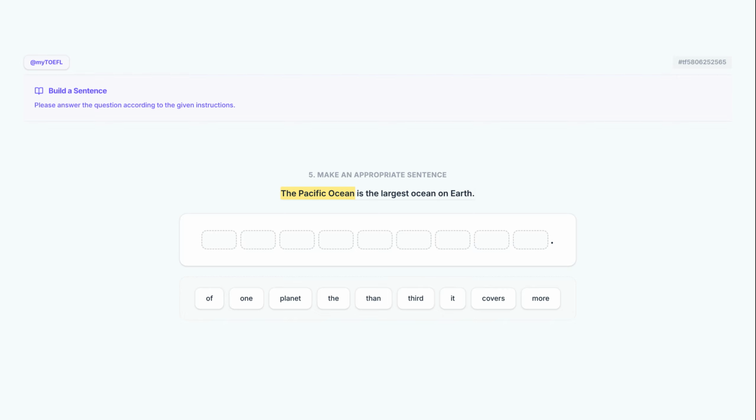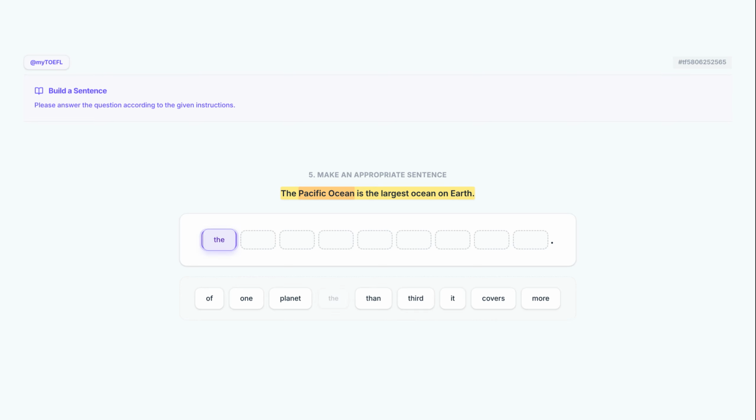The Pacific Ocean is the largest ocean on Earth. The context provides a fact about the Pacific Ocean and its status as the world's largest. It is highly likely that the next sentence will offer a specific statistic or detail to illustrate just how much of the Earth it occupies. Now, let's arrange our scrambled words to form the correct sentence.